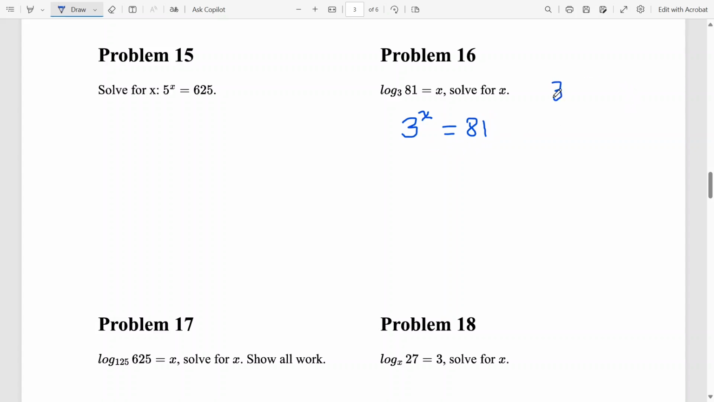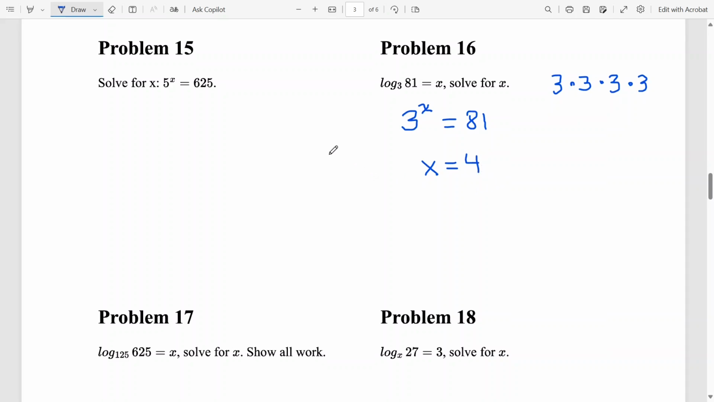Well, if we do 3 times 3, that's going to give me 9, and then we multiply by 3 again. That gives me 27. And when we multiply by 3 again, we get 81. So that's 1, 2, 3, 4. So 3 to the fourth power equals 81. So x is 4. Okay, let's keep going.